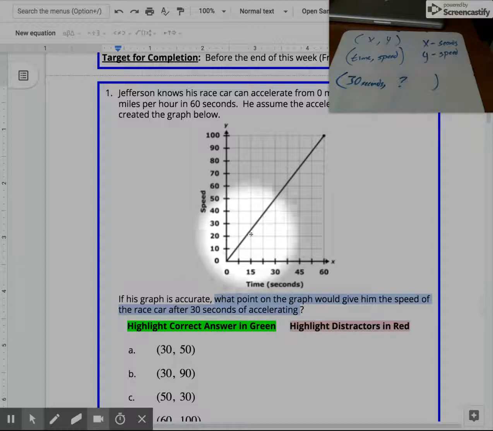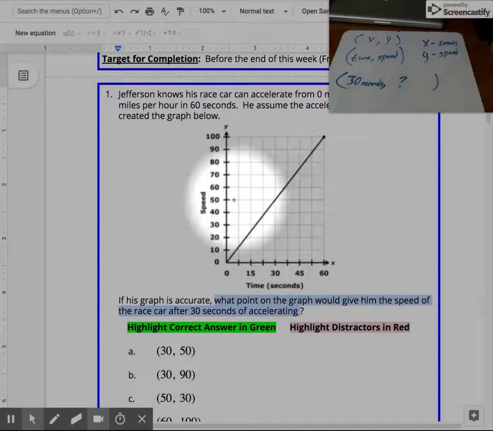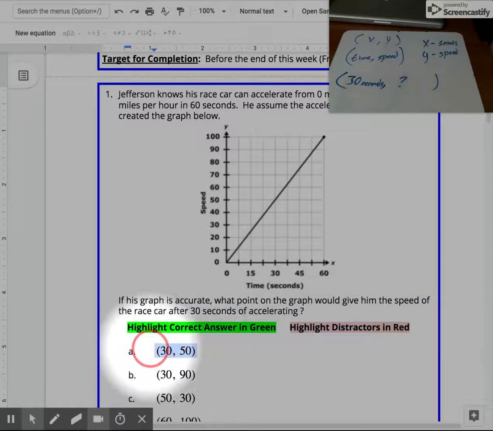So as I go along on this graph, this is the point right here when X is equal to 30 seconds, and I see that it's lined up with a speed of 50 miles per hour. So this is the point on the graph that gives us the speed. So the correct answer is ultimately 30 and 50.